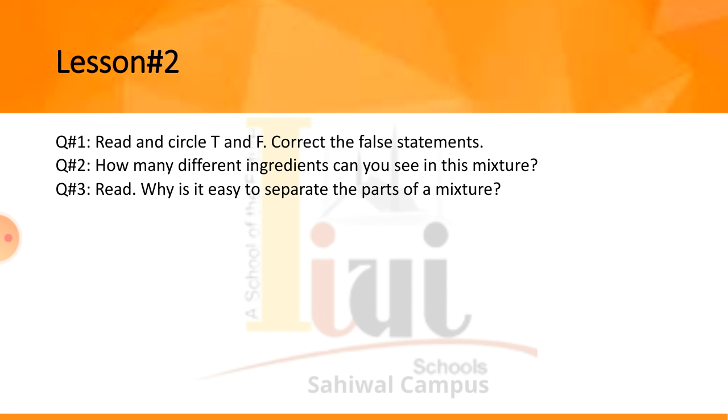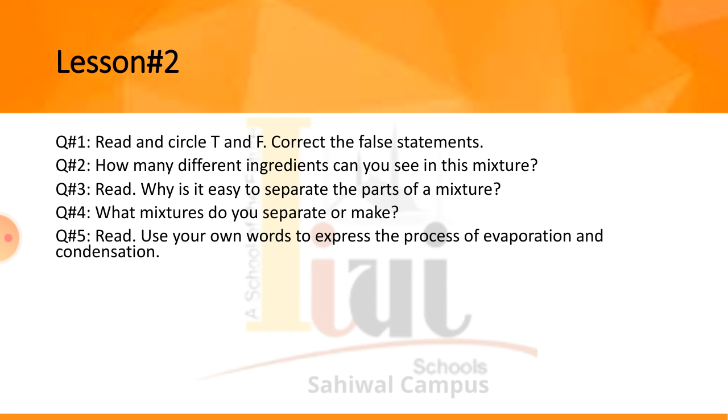Question number 3. Read, why is it easy to separate the parts of a mixture? So by reading separating mixtures, you can write its answer more correctly. Question number 4. What mixtures do you separate or make? Question number 5. Read, use your own words to express the process of evaporation and condensation. So on page number 70, here are 2 processes. Evaporation and condensation are given, and these are also elaborated by examples. So you have to read it and rewrite them in your own words.